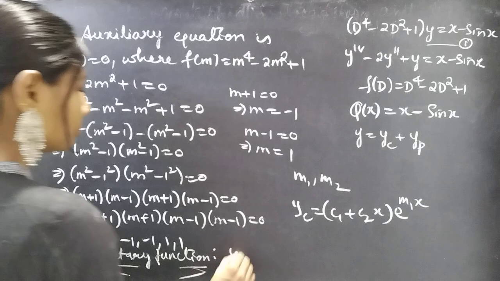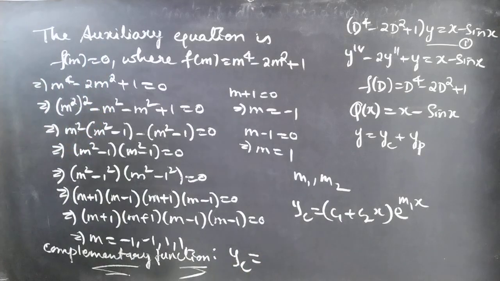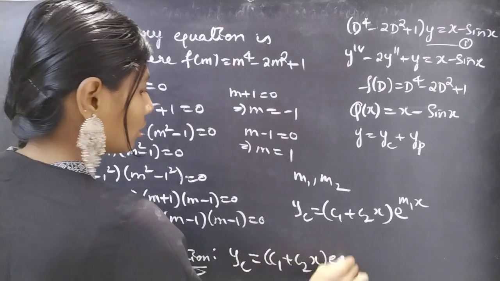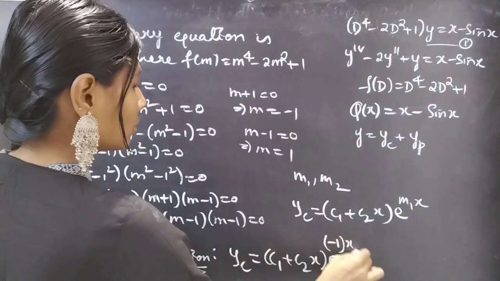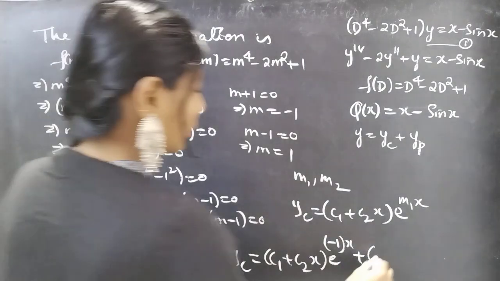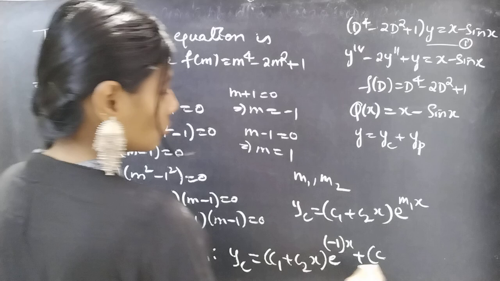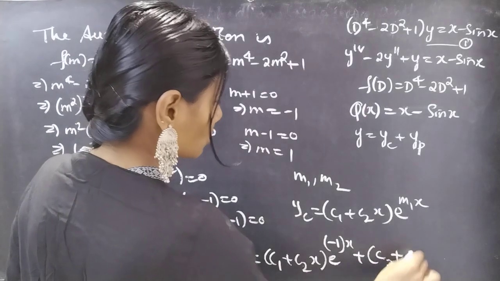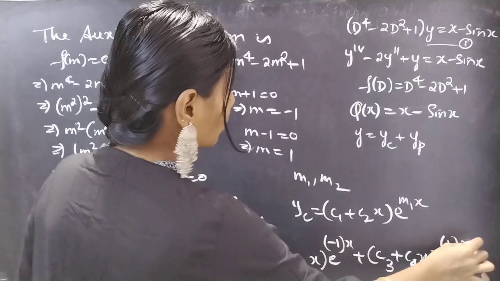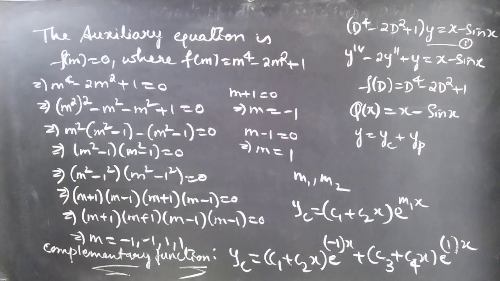yc equal to, first we'll write for minus 1, we'll get c1 plus c2x into e power minus x. Now let's write for 1 equal to 1. We have used c1 and c2. Now let's take c3 and c4: c3 plus c4x into e power x.